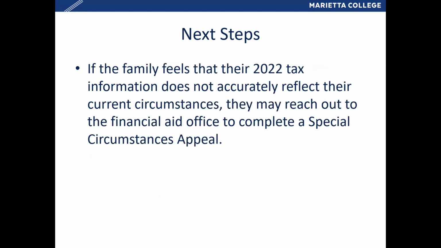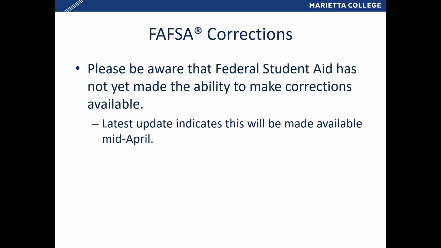Another thing to note, if the family feels that their 2022 tax information does not accurately reflect their current financial circumstance, they may reach out to the financial aid office at the schools that they are considering to complete a special circumstance appeal. Please be aware that Federal Student Aid has not yet made the ability to make corrections available on the FAFSA form. So right now, even if it's telling you that you need to make a correction, that's not actually available to do at the moment. We have last heard that that should be made available mid-April.